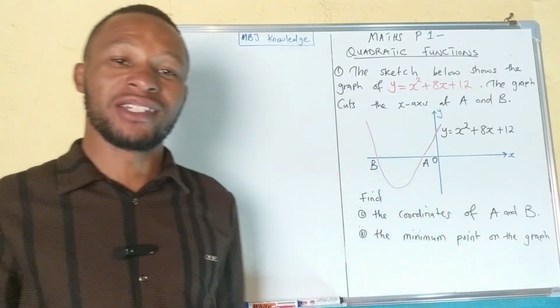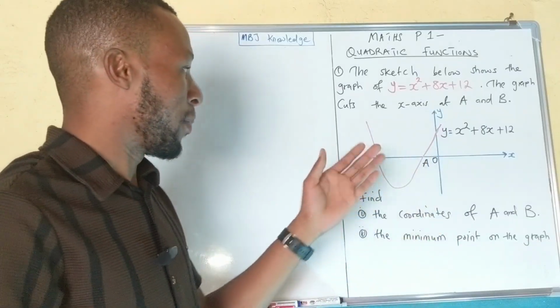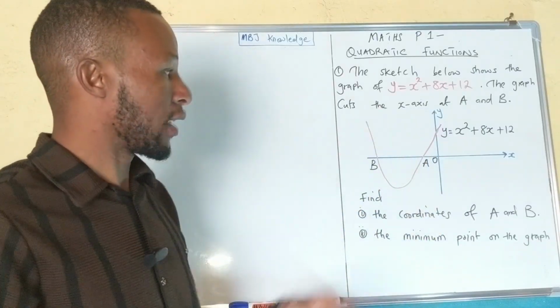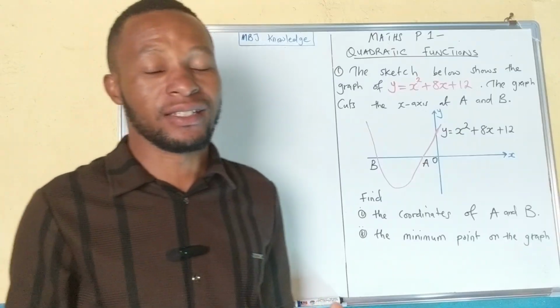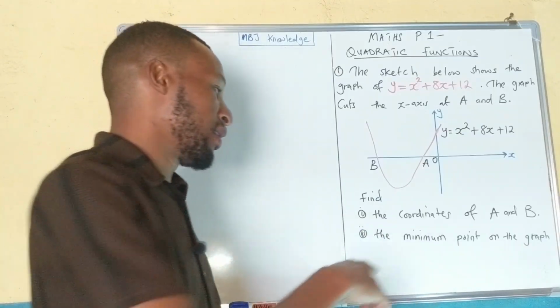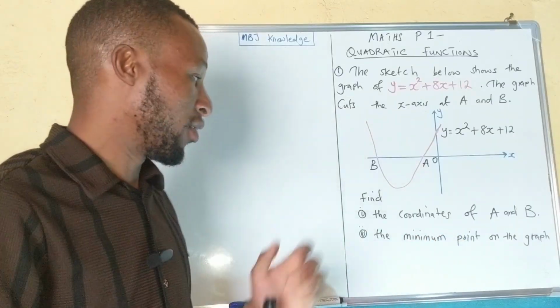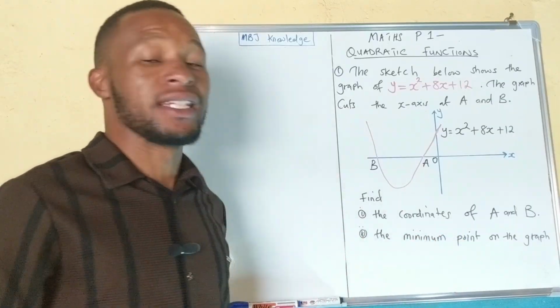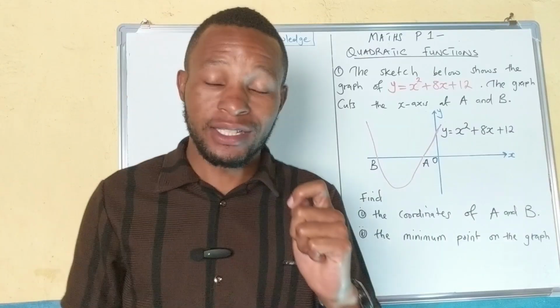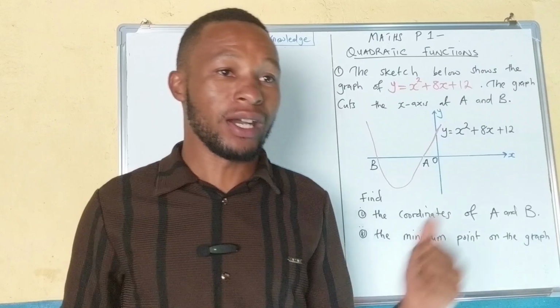We have quadratic functions. This is a question under parabola. So a parabola looks like this. Okay, we have different kinds. Now there are specific questions that we are going to handle today. That is finding coordinates, the x-intercepts, on a parabola, and also finding the minimum point. Please stick around so that you understand and get some concepts so that you are able to handle this question.